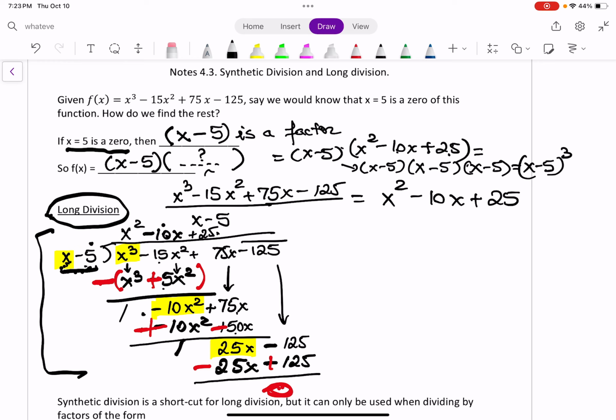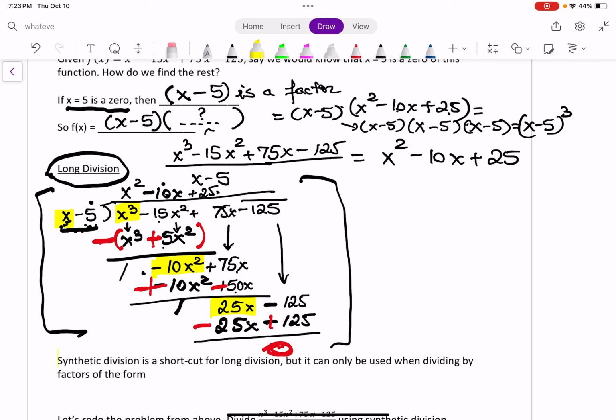Okay. Now, since we have to keep dividing, this process takes a long time, okay? And it's not easy. It's definitely difficult. So here it is. Synthetic division is a shortcut for long division, so we could use synthetic division instead of long division, but we can only use it when dividing by factors of the form x minus some number or x plus some number.